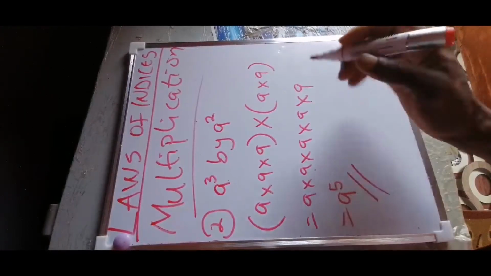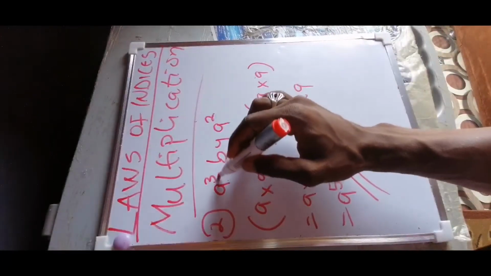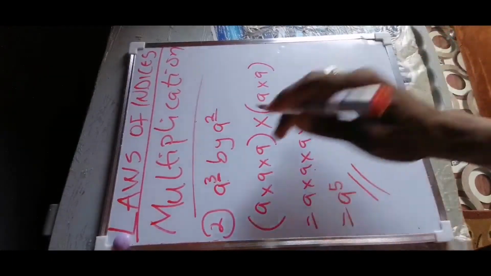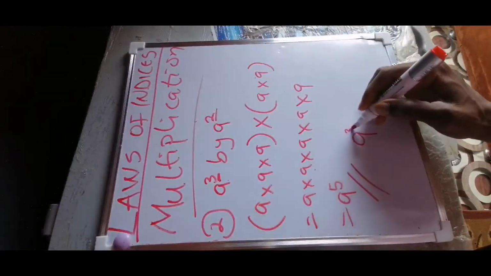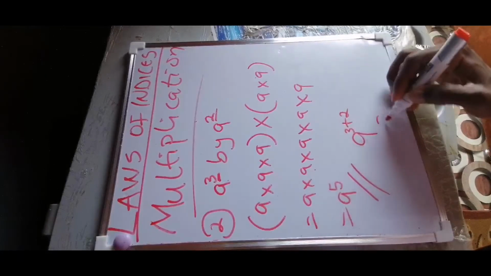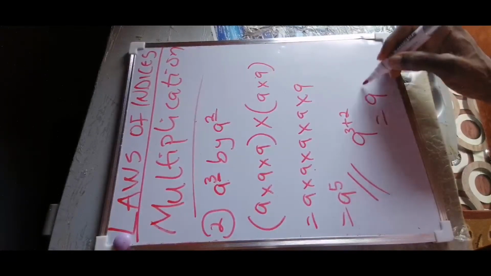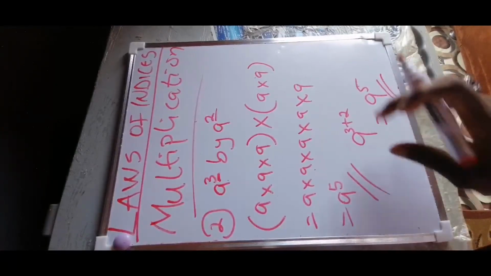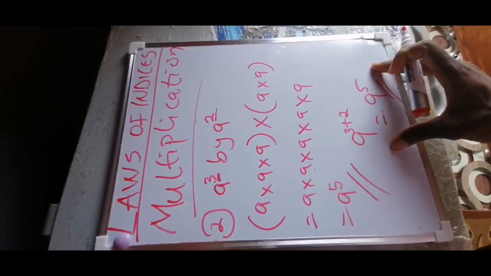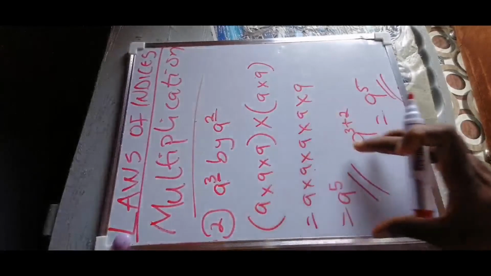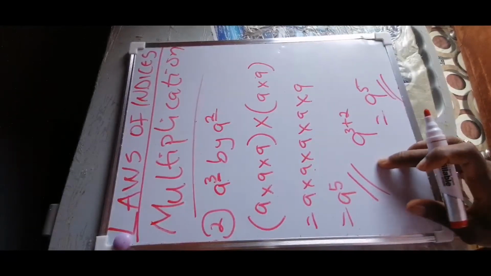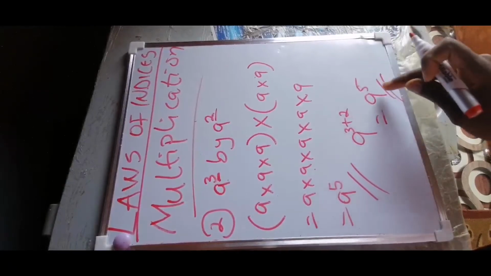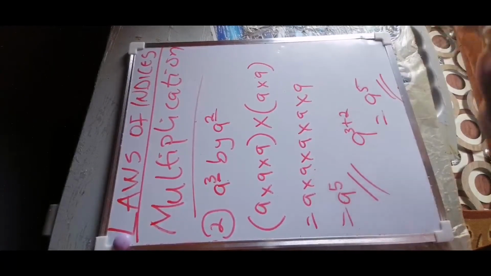And if you like, you may just add the indices 3 and 2. Therefore a to the power of 3 plus 2 equals a raised to the power of 5. It's the same thing as this one in a simpler way. If you like, again, you may follow this kind of long method, but in a simpler way, you are going to just add the indices. 3 plus 2 equals 5. So a raised to the power of 5.